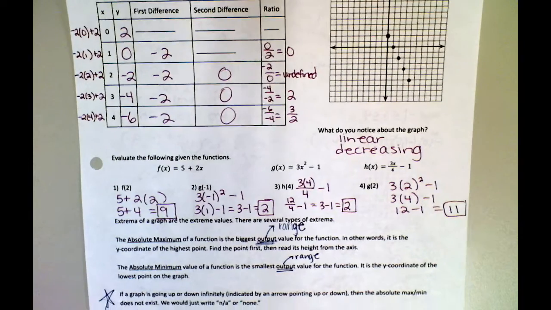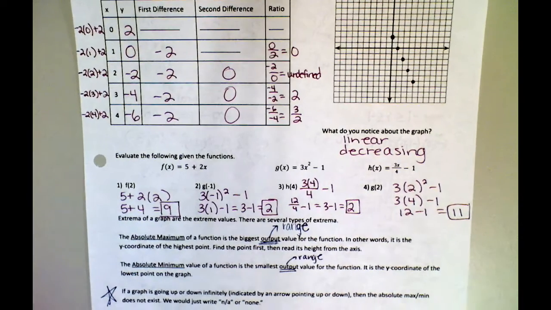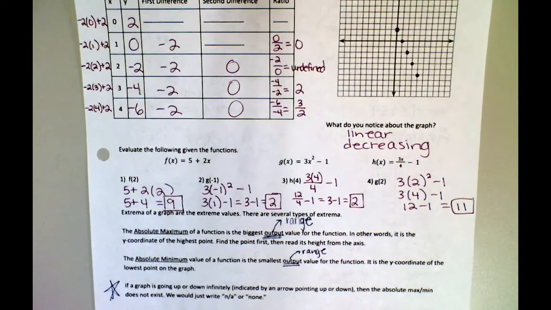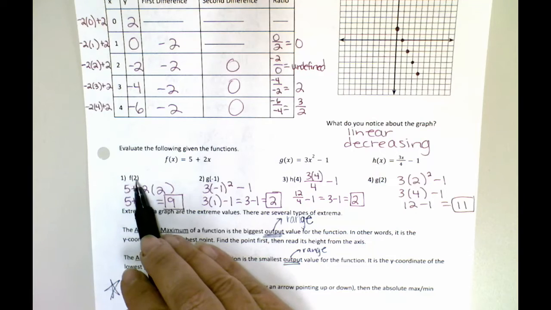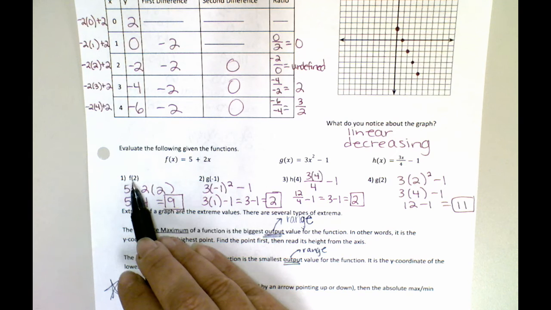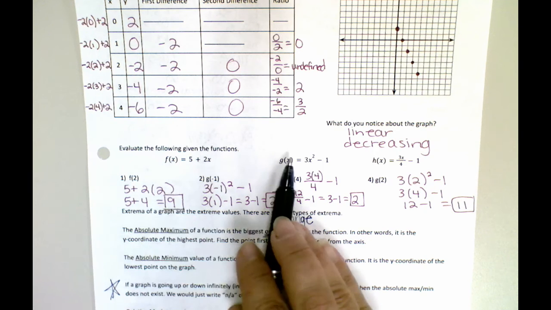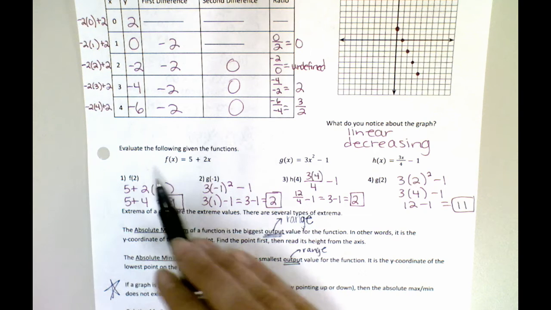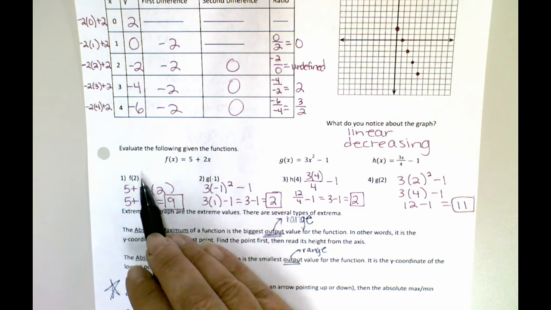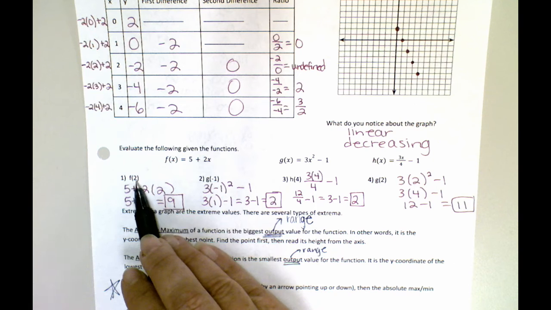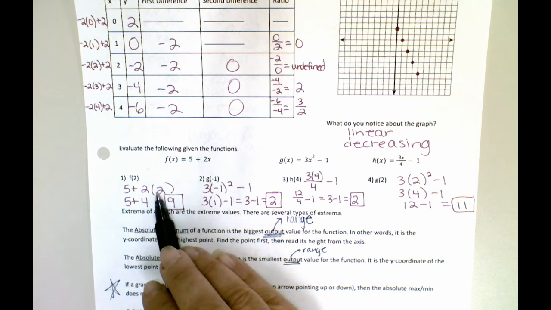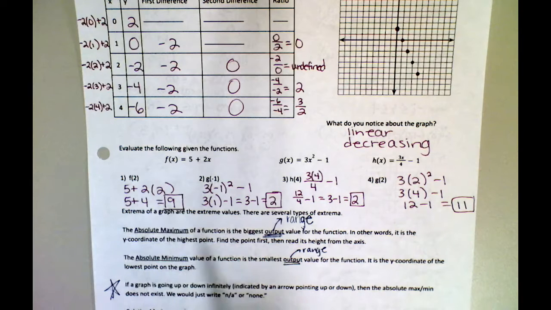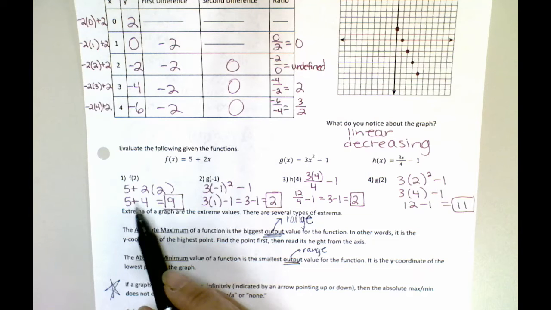1 through 4, exact same thing that we went over on worksheet 21. So again, it's really important that you understand the notation. What this means is to go to the function named f, which is this one. This one's named g, this one's named h. So go to the function named f and replace the x with a 2. So that's exactly what I did. I replaced the x with a 2, and then I used PEMDAS to simplify. So multiplication first, and then the addition.